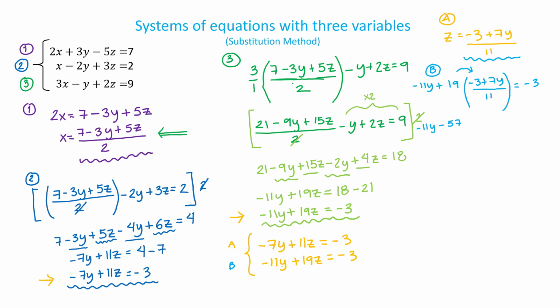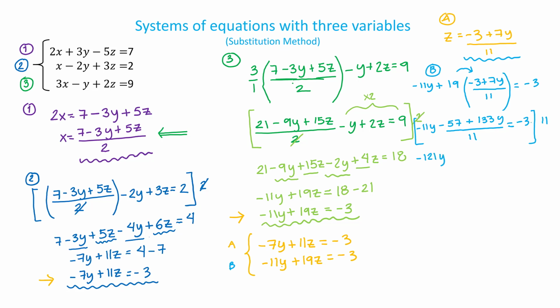Now 19 times 7y is 133y. So plus 133y. And both of these numbers are being divided over 11, equals minus 3. Now I have to get rid of that fraction. So I'm going to do that by multiplying the whole thing times 11. And 11 times minus 11y is minus 121y.